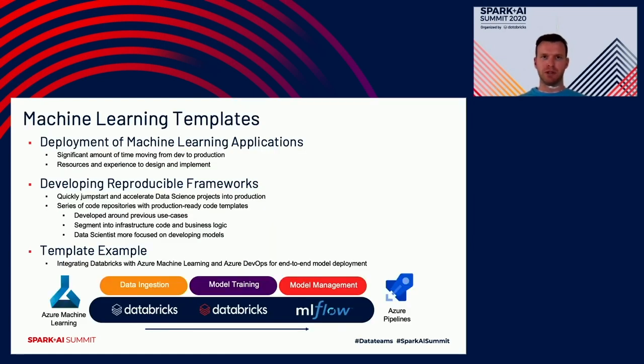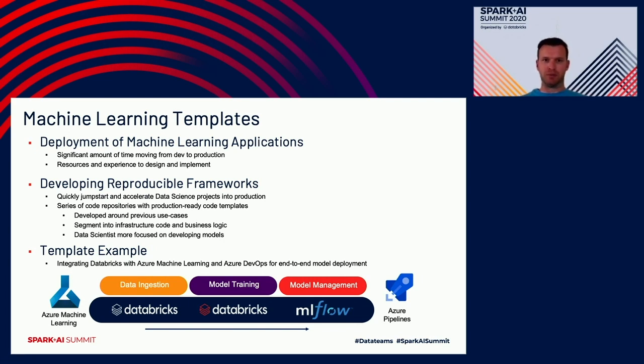So it's well known that deploying machine learning applications into production can take a significant amount of time and also require additional resources and experience to design and implement. In order to address this, our team has been developing a series of repeatable patterns and frameworks that data scientists across our organization can leverage to jumpstart and accelerate productizing their AI application. These patterns and frameworks are essentially a series of code repositories that contain production-ready code that covers all aspects of the ML lifecycle. These repositories have been developed based on previous use cases and learnings that have been captured along the way. There are two main components of the repositories that we'll dive into more in the tutorial.